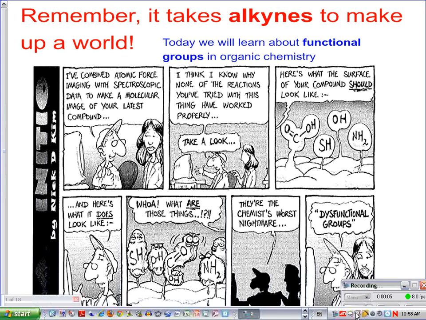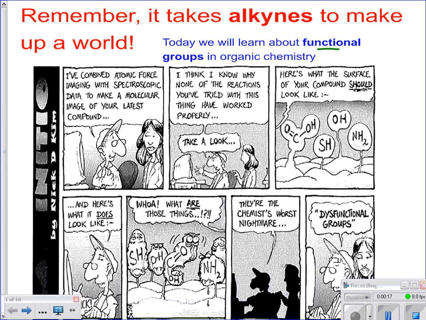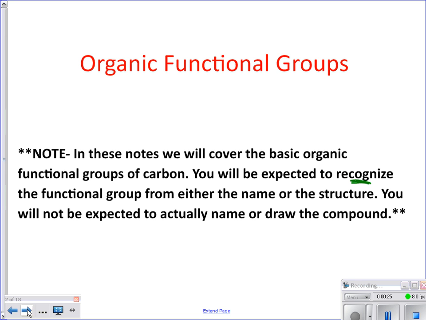Today we are going to look at a little bit more of advanced nomenclature for organic compounds. So we're going to go past the alkanes, alkenes, and alkynes. And specifically, we're going to look at something known as functional groups. And you can look at this cartoon if you want later on and see how it's talking about dysfunctional groups. But organic functional groups, this is pretty trim as far as what you guys need to know.